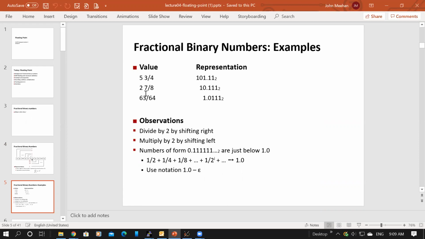This one, 2 7/8. Well, there's our two. And then we have a half, a fourth, and an eighth, which is 7/8. One quick way to do it without adding up a half, fourth, and an eighth is to look at that number and say, oh, binary, that's 7. And this last position is an 8. So I have 7/8.